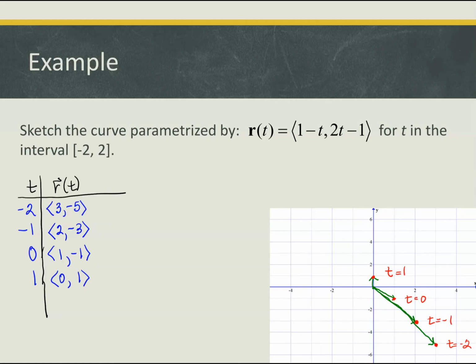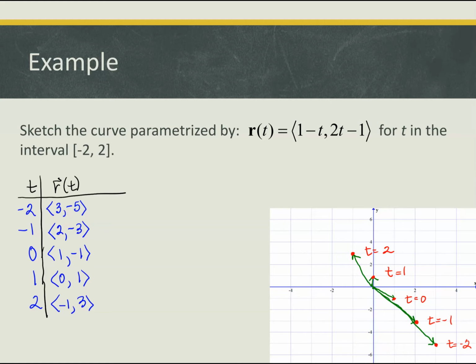And we'll do one more, t equals 2. When t equals 2, my x component is 1 minus 2, so negative 1. When t equals 2, my y component is 4 minus 1, or 3. So I have a position vector that is negative 1, 3. So it looks something like that. At its tip, another point along our curve, so t equals 2.